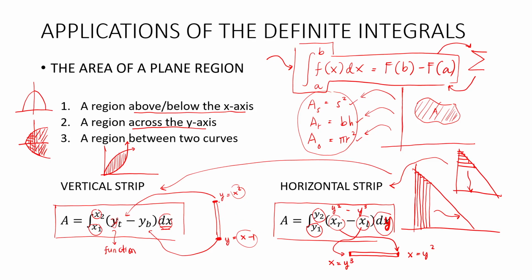Okay, so to summarize, for the vertical strip, all should be in terms of x. For the horizontal strip, all should be in terms of y. Okay? So I think at this point you still don't appreciate the formula, but once we go to the example, you'll be able to appreciate the concept behind the vertical strip and the horizontal strip.